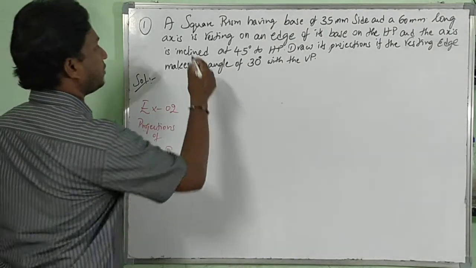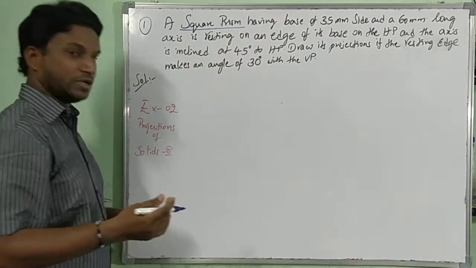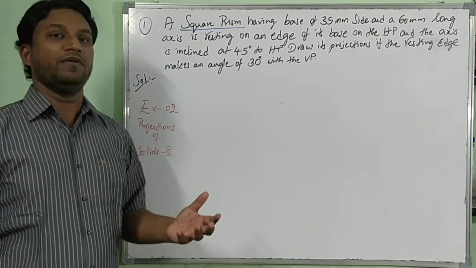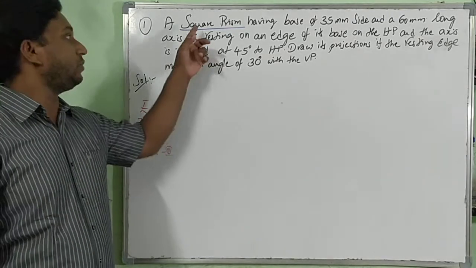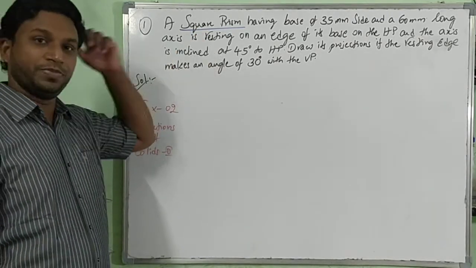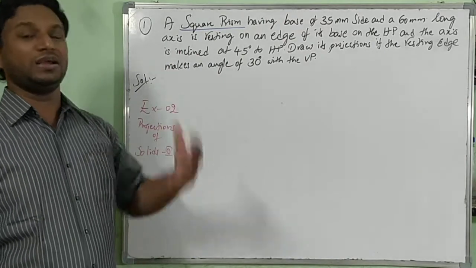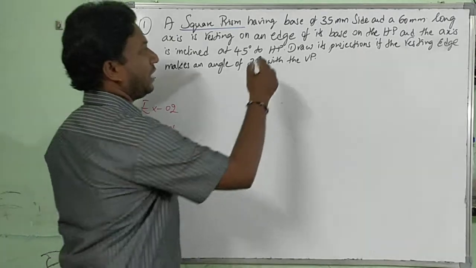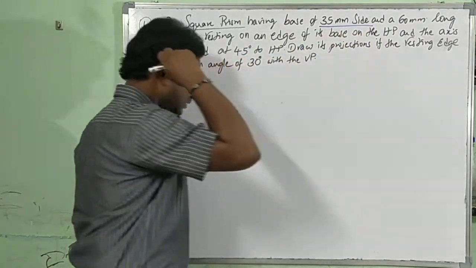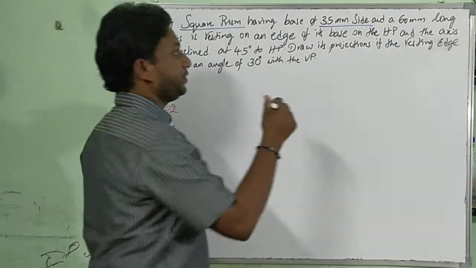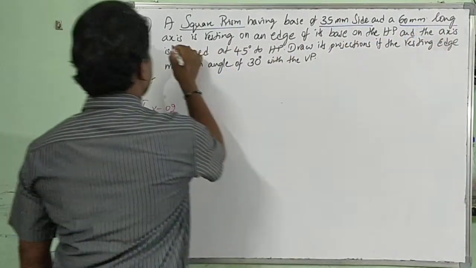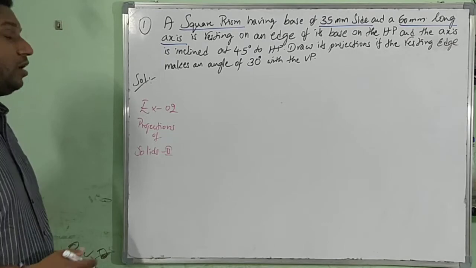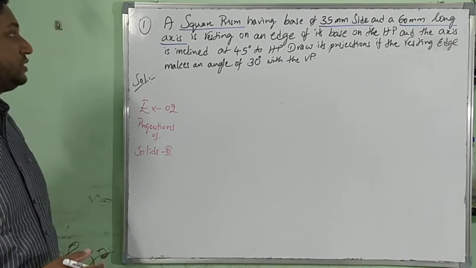First, what is the object given? Square prism. As usual, what do you know about a prism? The prism is a kind of polyhedron having 2 equal bases, top and bottom, of square shape. From each side, rectangular faces are raised to meet the top base and bottom base. Having a base of 35 mm side, the square is 35 mm, and the 60 mm long axis is the height. Those are the dimensions of the square prism.